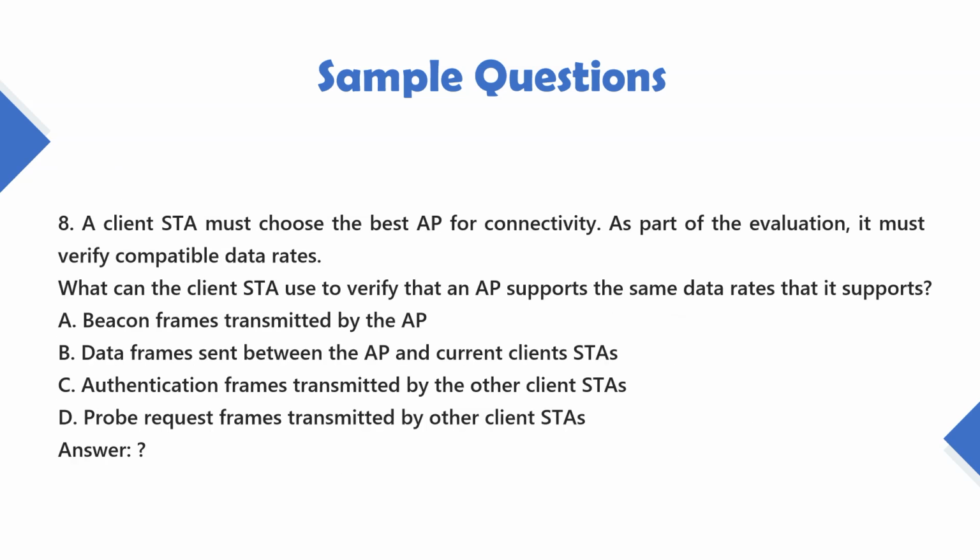8. A client STA must choose the best AP for connectivity. As part of the evaluation, it must verify compatible data rates. What can the client STA use to verify that an AP supports the same data rates that it supports? A. Beacon frames transmitted by the AP. B. Data frames sent between the AP and current client STAs. C. Authentication frames transmitted by the other client STAs. D. Probe request frames transmitted by other client STAs.